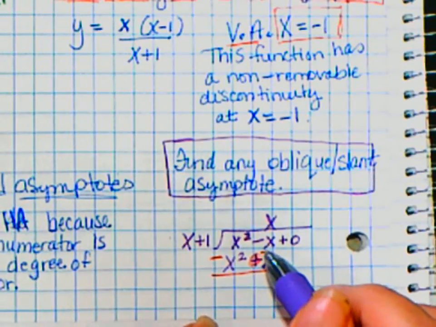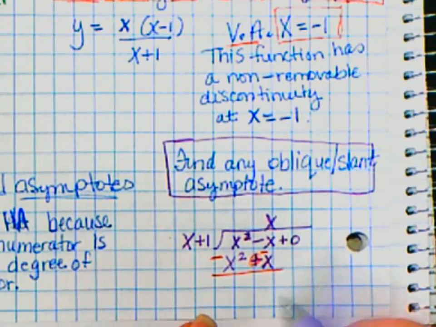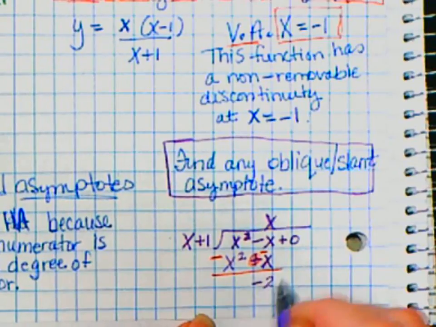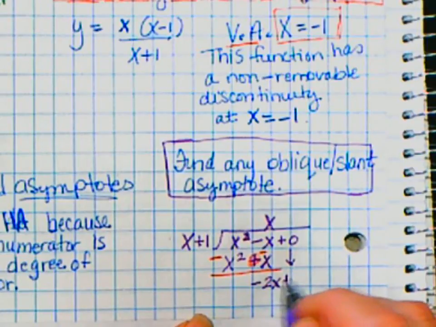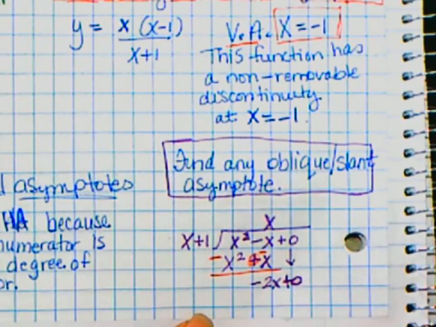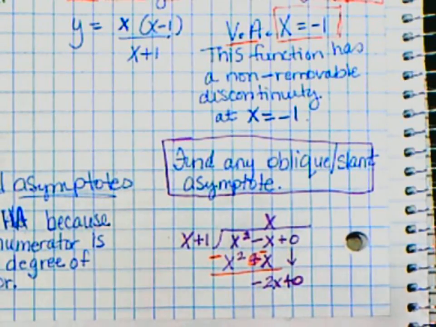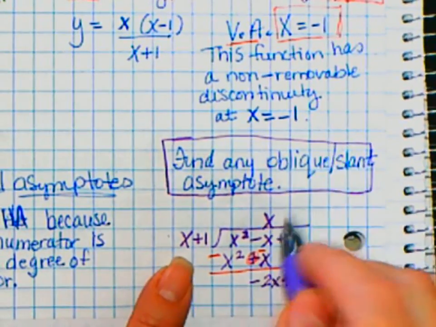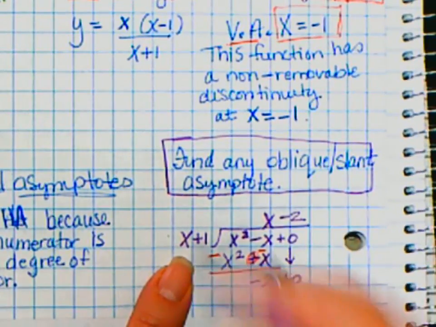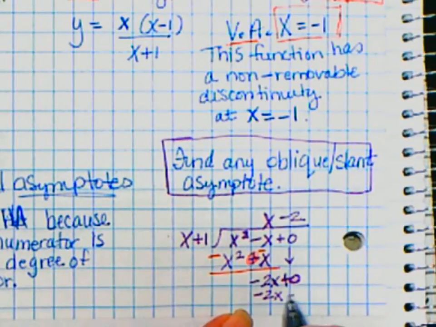be careful before you answer. Negative x minus x. Negative 2x. I'm so proud. Now I'm going to bring down the plus 0. Were y'all expecting me to say drop it like it's hot? Oh, good. I didn't feel whole not saying it. Okay, x times what is negative 2x? Negative 2. Negative 2 times x is negative 2x. Negative 2 times positive 1 is negative 2.